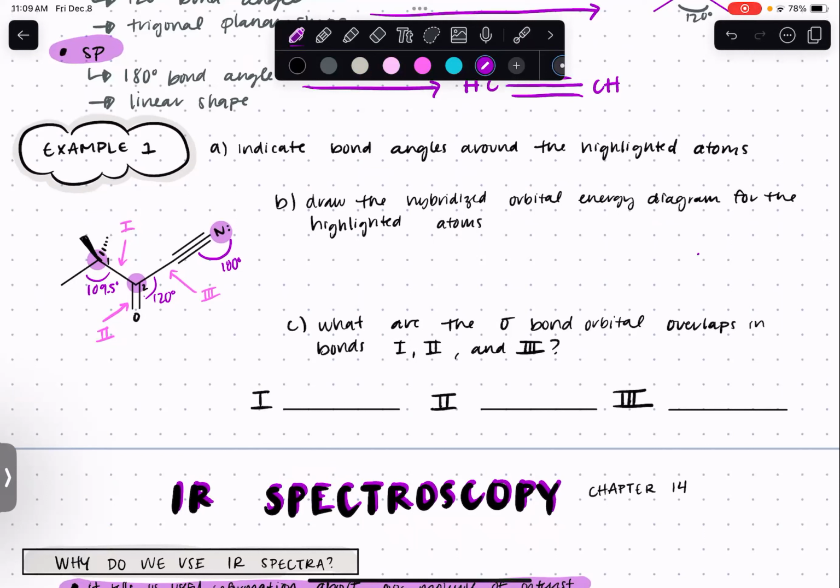So looking at this carbon here, would we hybridize that to sp2 or sp3, sp2, or sp? Yeah, sp3. So we're gonna get 4 sp3 orbitals, and it's a carbon, so we're just gonna have 1 electron in each one.